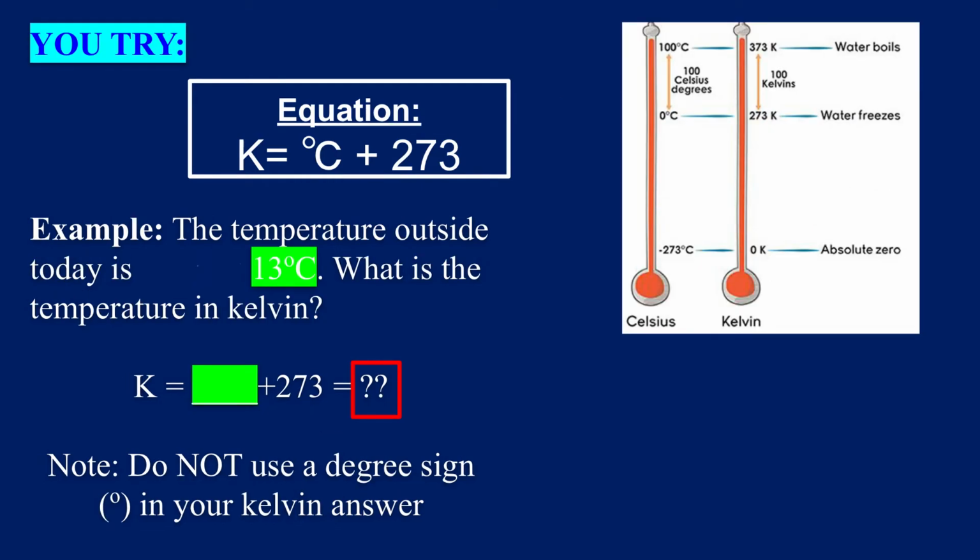So now you try. The temperature outside today is 13 degrees Celsius. What is the temperature in Kelvin? We add 13 to 273 to get 286 K. Just because we don't use a degree sign doesn't mean you can leave the unit off. You write 286 K as your answer with a unit.